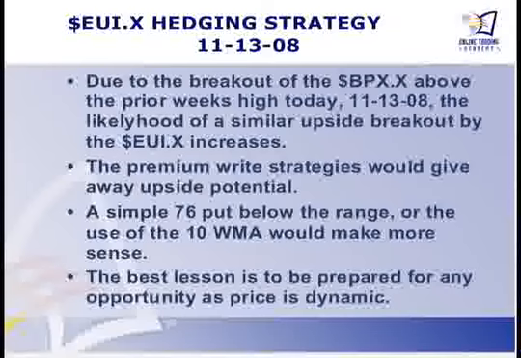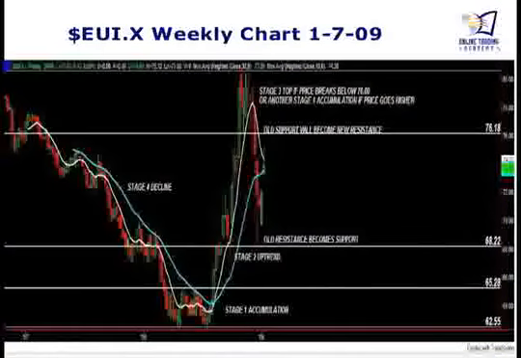And I noted here the best lesson is to be prepared for any opportunity because price is always dynamic. So again, if I'm planning to hedge, I have to be flexible. I have to be willing to make changes. In this case, though, this is one of the currencies that actually completed the 4-stage cycle, and we absolutely collapsed below 76 all the way back down to 62. And that was the first place on the chart where we found a little bit of support at that time.